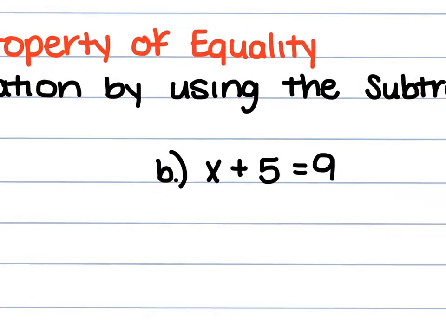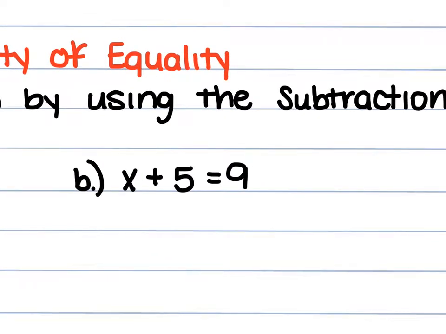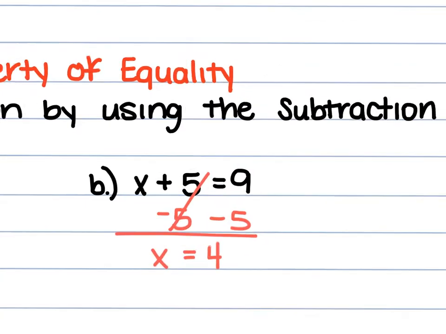If we look at b, we have x plus 5 is equal to 9. So in order to get that 5 over to the other side of that equal sign, we're going to do the opposite of addition and subtract 5 from both sides. So we get that x is equal to 4 because 9 minus 5 is 4.